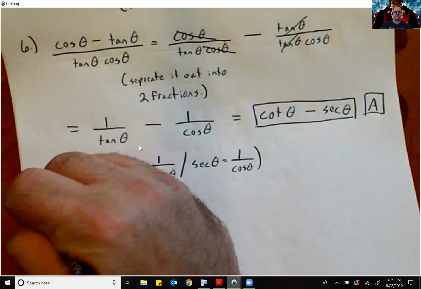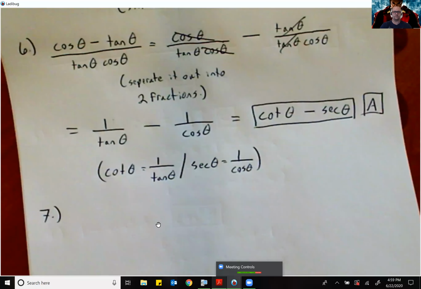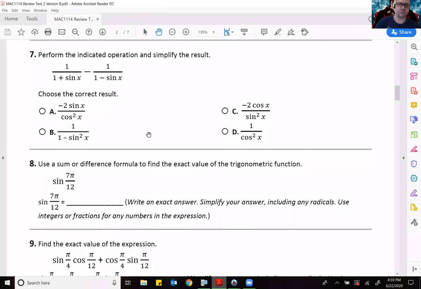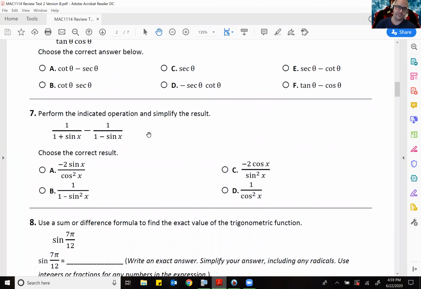All right, question number 7. This is the last one of 10.1. Question number 7 is the last of 10.1. So we got 1 over 1 plus sine x minus 1 over 1 minus sine x.